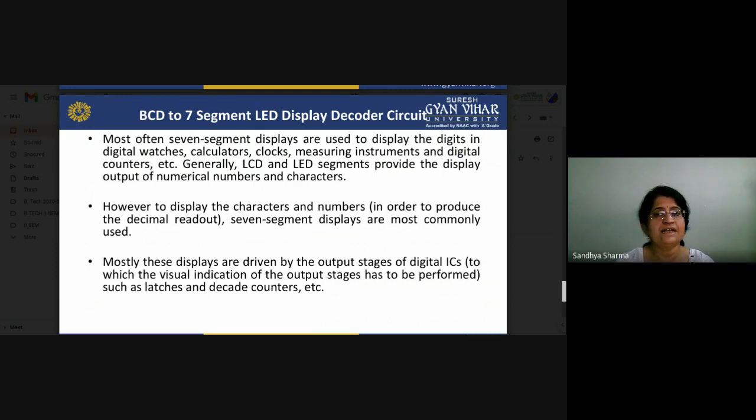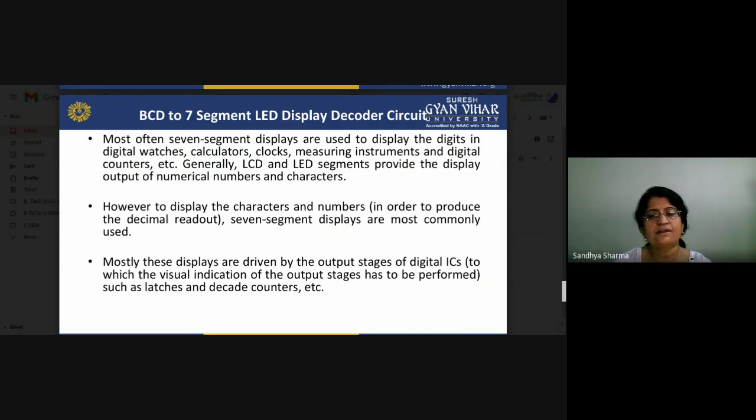And generally LED and LCD segments provide the display output of numeric numbers. So you can use either LED or LCD for your display devices, and these are mostly useful in watches, calculators, and clocks. And how are we to display the characters and numbers? Sometimes with seven segment we are using only numbers, but we can also display characters, and that is also based on the seven segment display.